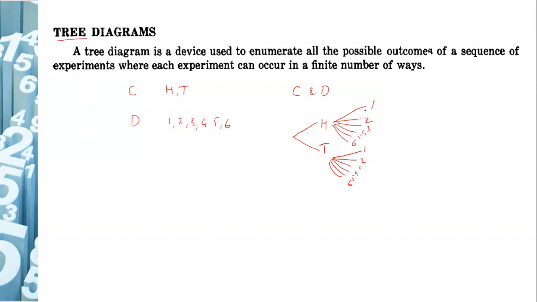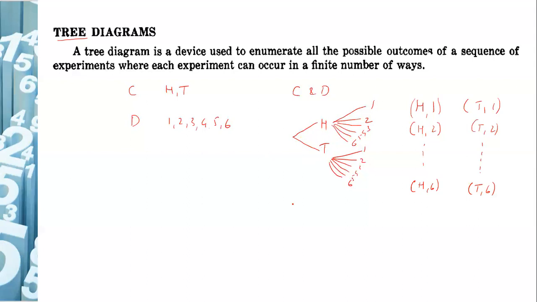So this is one possibility. When I toss a coin, first I may get head, and in the second experiment I may get 1, H comma 1. Similarly, H comma 2, first coin head, number is 2. Like that, H comma 2, H comma 3, H comma 4, H comma 6. Similarly, here you have another possibility, T comma 1, T comma 2, T comma 3, like that. To understand how to write the possibilities, this is the way you can check. So for a sequence of experiments, the tree diagram will help us write the outcomes.